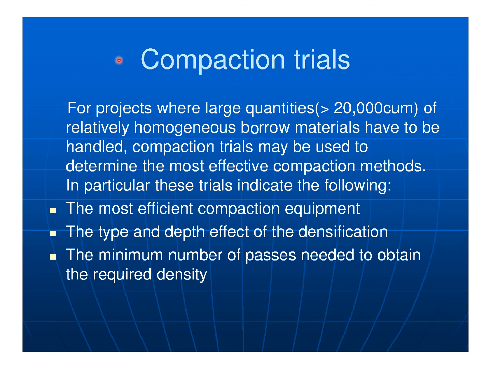Now the compaction trials. For projects where large quantities, greater than 20,000 cubic meters, of relatively homogeneous borrowed materials have to be handled, compaction trials may be used to determine the most effective compaction methods. In particular, these trials indicate the following: the most efficient compaction equipment, the type and depth effect of the densification, and the minimum number of passes needed to obtain the required density.